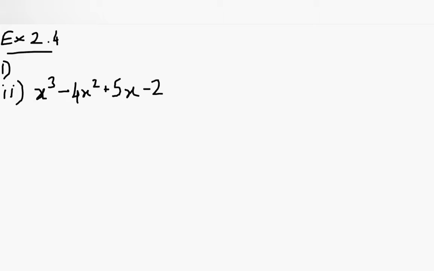So exercise 2.4, the first question; we'll solve the second one. The polynomial given here is x cube minus 4x square plus 5x minus 2. Besides that, 3 numbers are given: 2, 1 and 1. They have given these numbers as if they mean that these are the zeros, or you have to prove that they are the zeros of the polynomial.